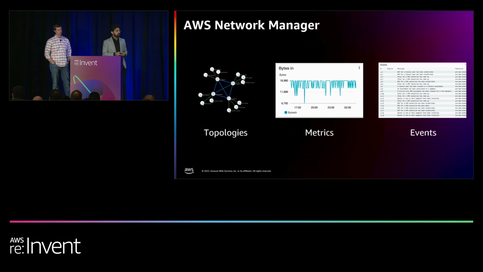This is where I would like to talk about AWS Network Manager. The AWS Network Manager allows you to create a single view for your global network and enables you to centrally manage both your Cloud WAN and your transit gateway networks across AWS accounts, regions, and on-premises locations.